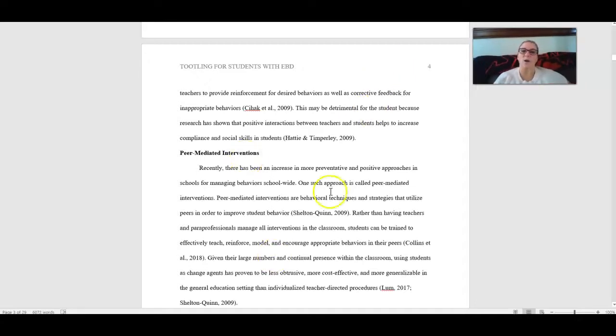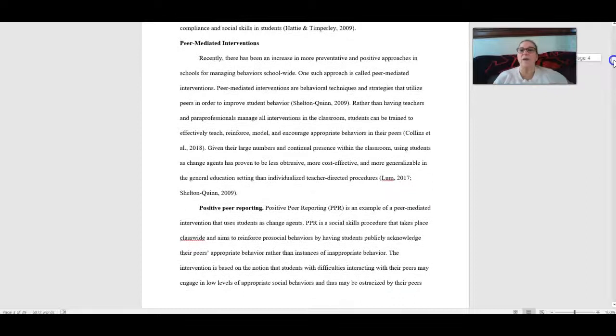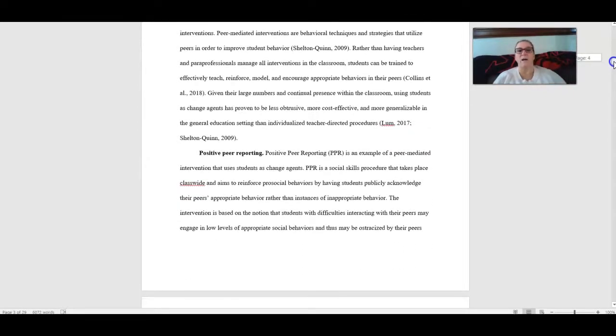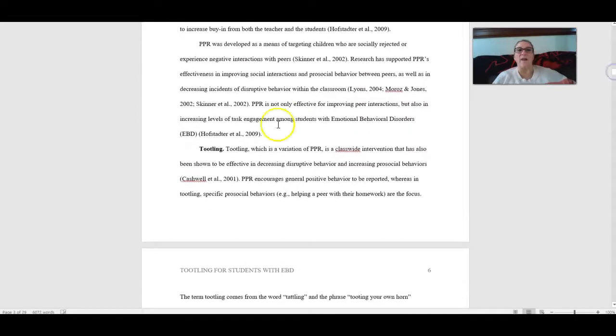So now we're going to talk about the intervention. So we begin broadly by talking about peer-mediated interventions generally, and then get more specific into positive peer reporting, which is the larger umbrella, describing that, and then getting specific into tootling.